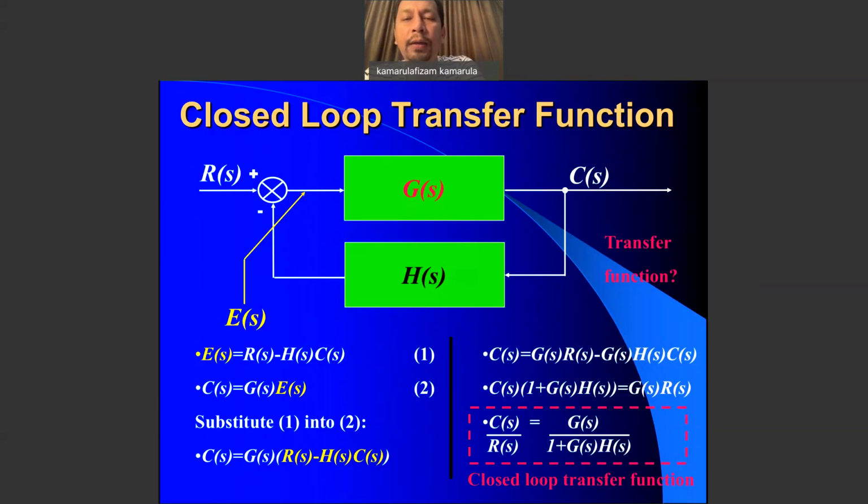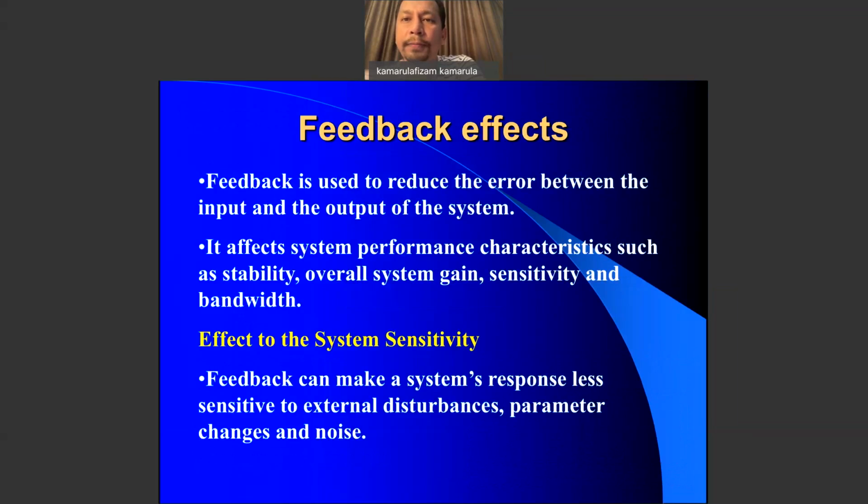the new term E of s there, you have to take the R of s and minus H of s times C of s. And then in order for you to get the C of s, you will have the signal of G of s multiplied by the input signal just now, E of s. When you do substitution, you will have the transfer function taking this form in the red dotted square box. All right.